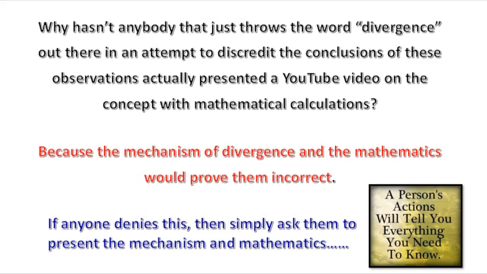Why hasn't anybody that just throws the word divergence out there in an attempt to discredit the conclusions of these observations actually presented a YouTube video on the concept with mathematical calculations? Because the mechanism of divergence and the mathematics would prove them incorrect. If anyone denies this, then simply ask them to present the mechanism and mathematics. A person's actions will tell you everything you need to know.